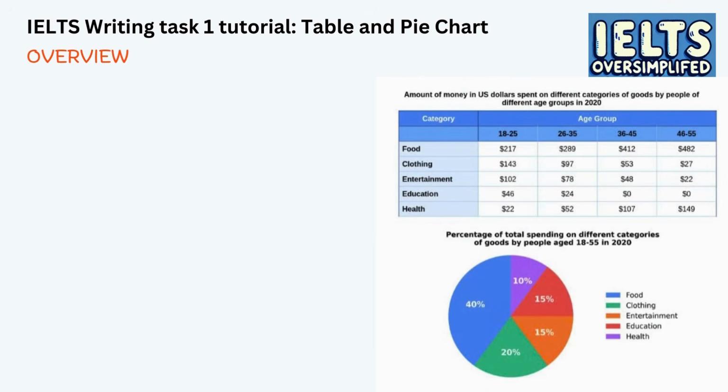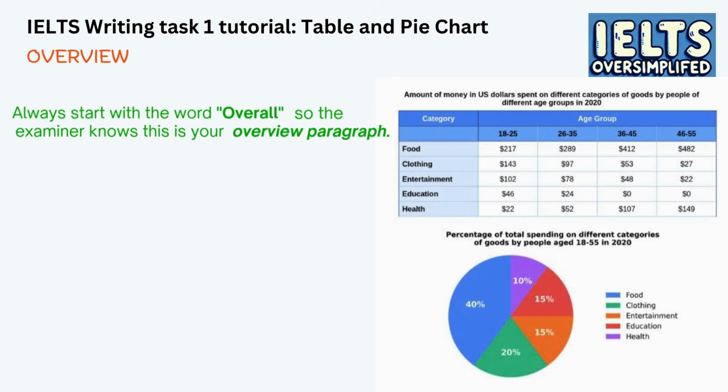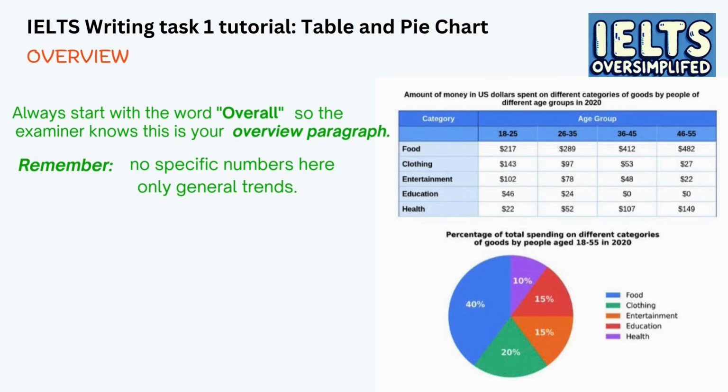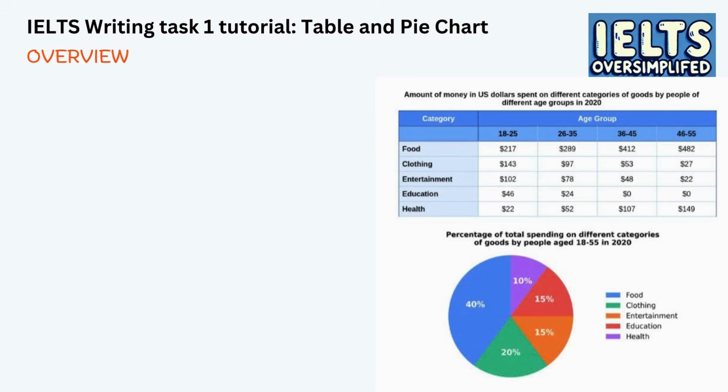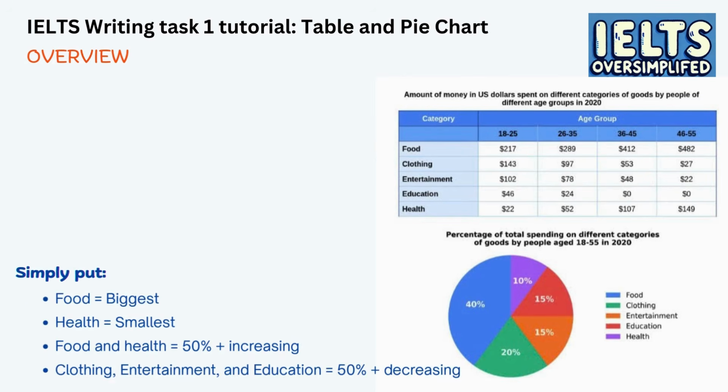Now we write the overview. This is critical for Band 6 and above. Always start with the word overall, so the examiner knows this is your overview paragraph. Remember, no specific numbers here, only general trends. First, let's list the general trends that we found before. Do you remember? Simply put, food equals biggest. Health equals smallest. Food and health equals 50% plus increasing. Clothing, entertainment, and education equals 50% plus decreasing.